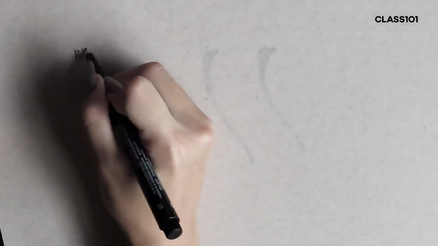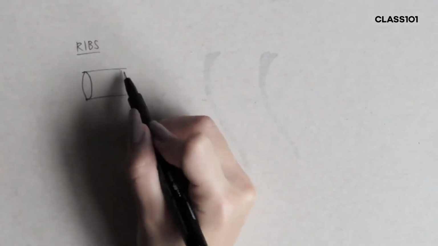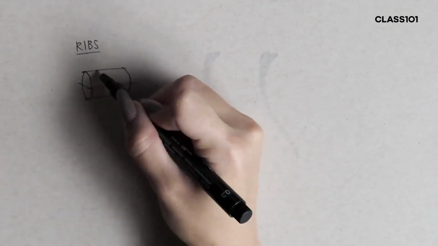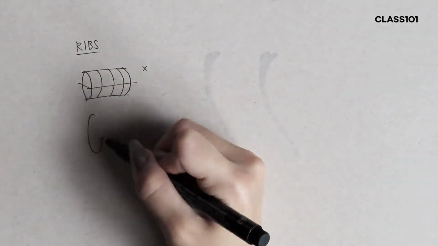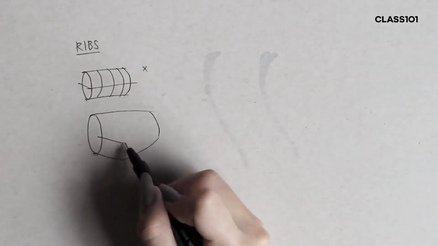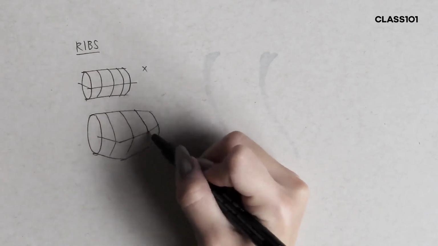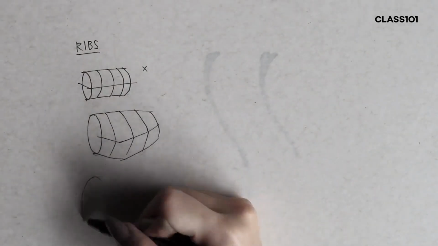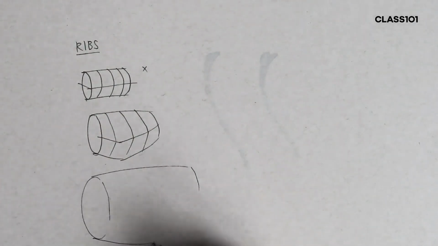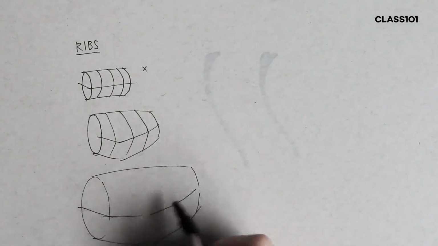Next up we have the ribs. So like I said before, instead of using an oil drum like shape here, we want to make sure the ribs have a top and a bottom edge. We can still use a rounded out cylinder shape, but I'm going to make it taper at the end and I'm going to divide up the top and bottom face.